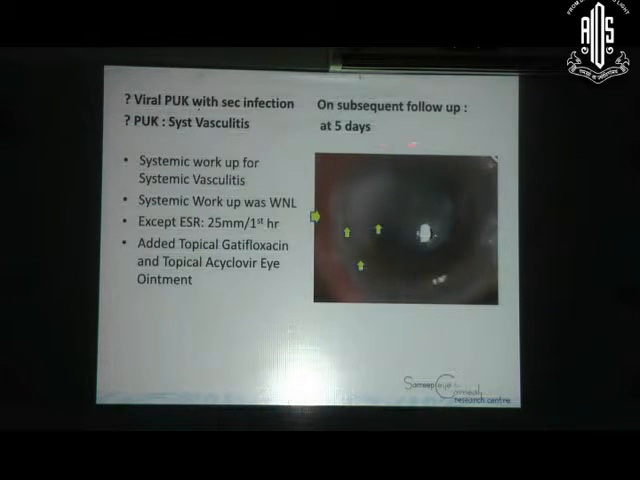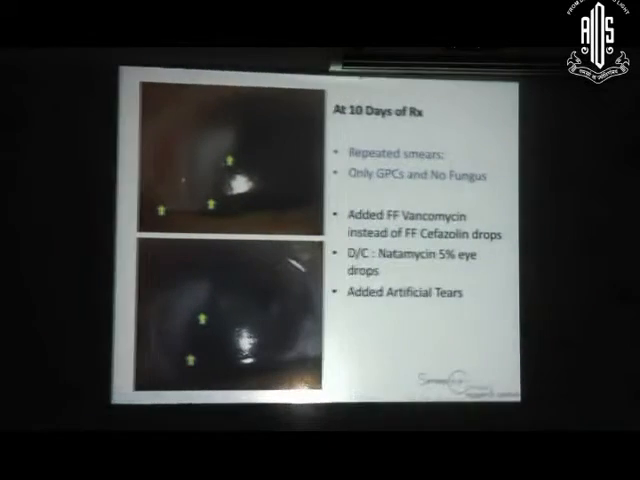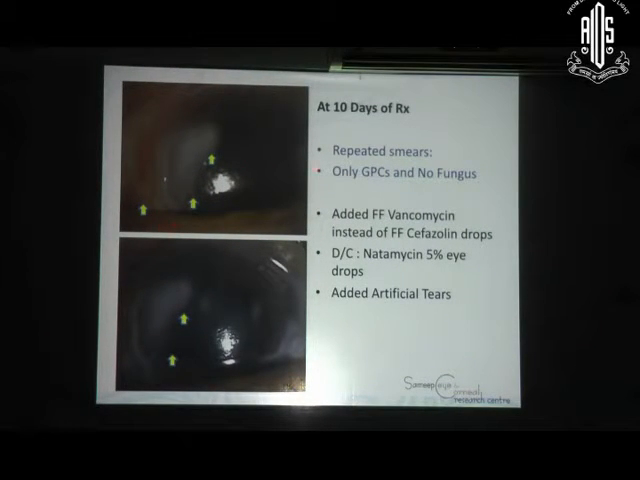On subsequent follow-up, as you can see here, the ulcers start behaving better. You can see that the edges have become rounded, and the infiltrate is also much less. In between, we considered the smears because over a period of time, we felt that this area was showing marked gutter-like appearance. On repeat smears, we found that there were only GPCs and no fungus, so the antifungals were withdrawn and only the antibacterials were continued. But we felt that probably he was not responding to cefazolin, so we changed the antibiotic to vancomycin.